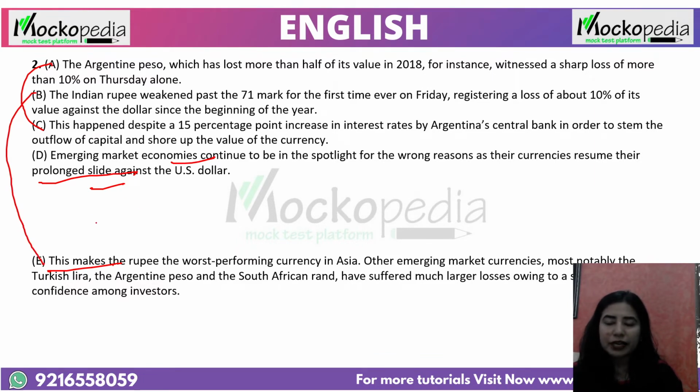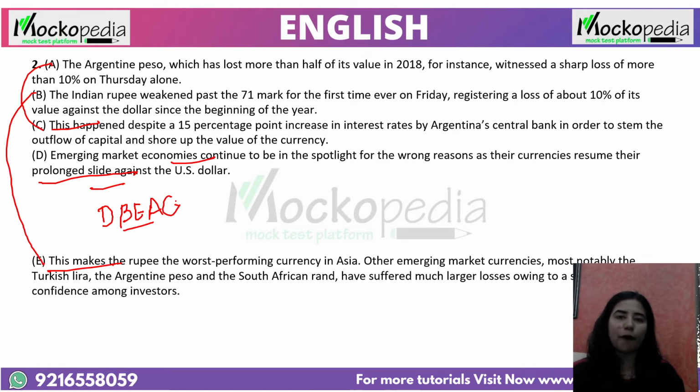So we can come to this conclusion that D is an opening statement, and as we realize that this makes the rupee, so the trend of rupee will be talked about. Now BE is a mandatory pair, so this is sorted, and we have already realized that A and C are again a mandatory pair because this happened. So what happened is illustrated in A. So DBEAC, this would be the right combination.